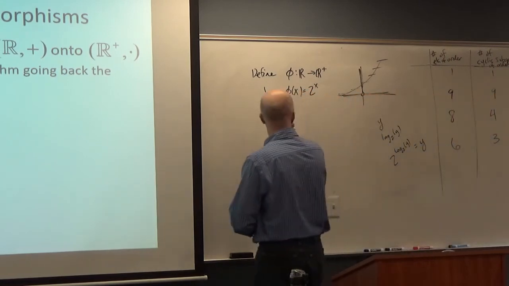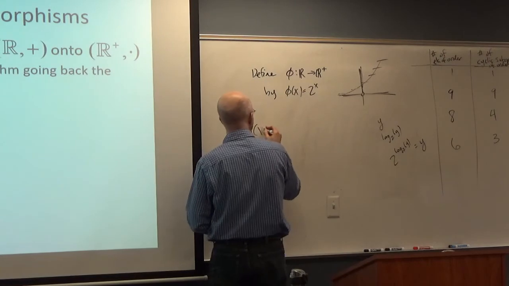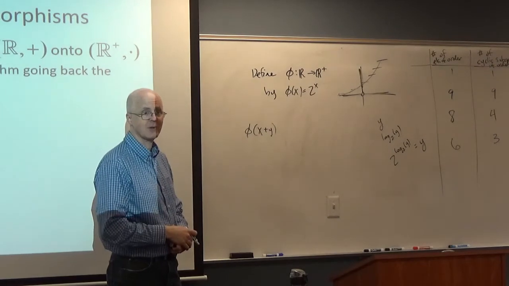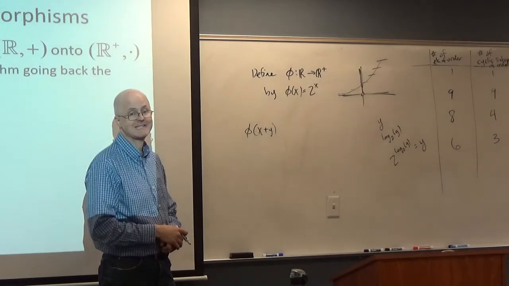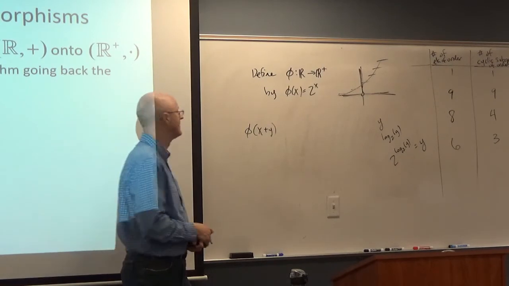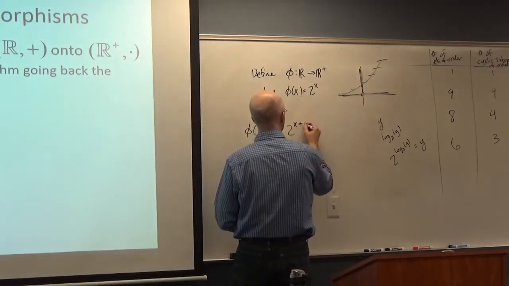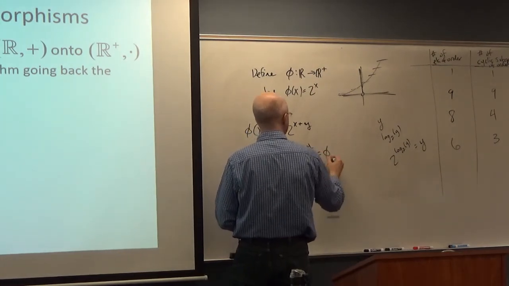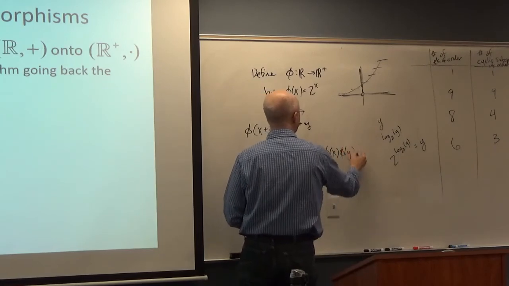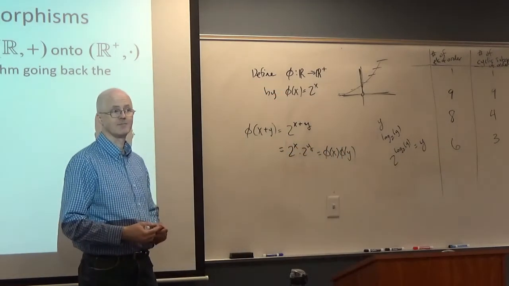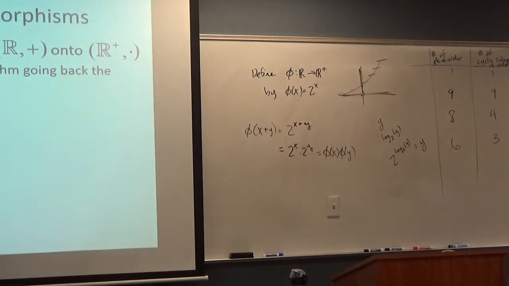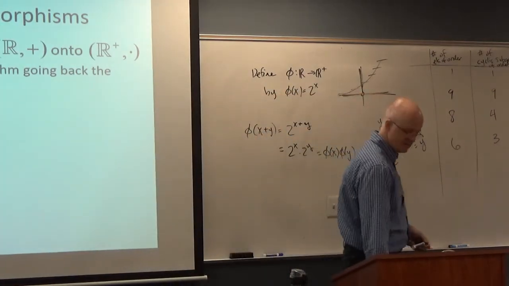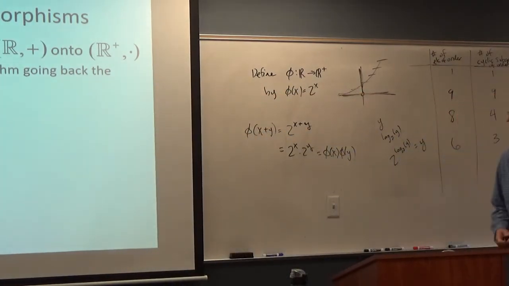And it's operation preserving. Careful, the operation in the domain is addition, and the operation in the codomain is multiplication. I want to show phi of x plus y equals phi of x times phi of y. And it does, by properties of exponents. 2 to the x plus y equals 2 to the x times 2 to the y, which is phi of x times phi of y. And x and y are arbitrary. The operation preserving does need to work for all elements of the group. So that's one example of an isomorphism.